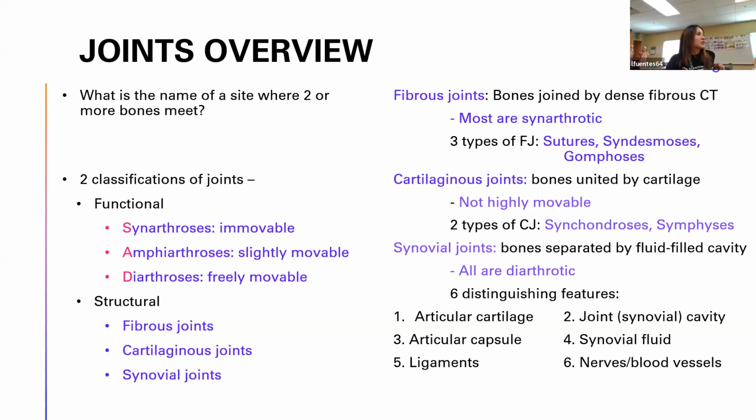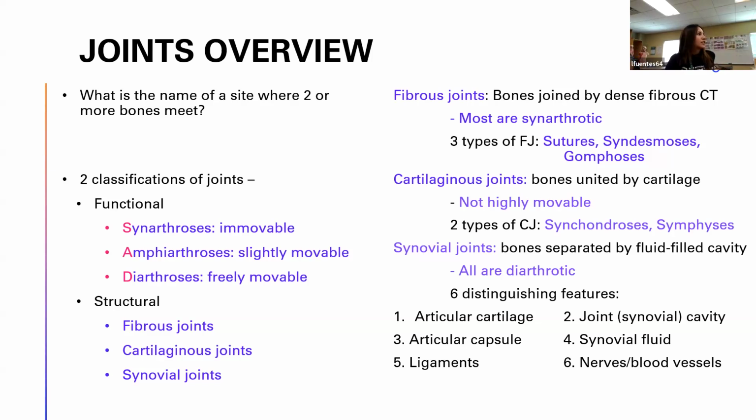With functional, we use the mnemonic SAD: synarthrosis, amphiarthrosis, and diarthrosis. From here, the words interchange and we call them synarthrotic joints, amphiarthrotic joints, or diarthrotic joints. So don't get confused if you see "-sis" instead of "-tic." They go back and forth.